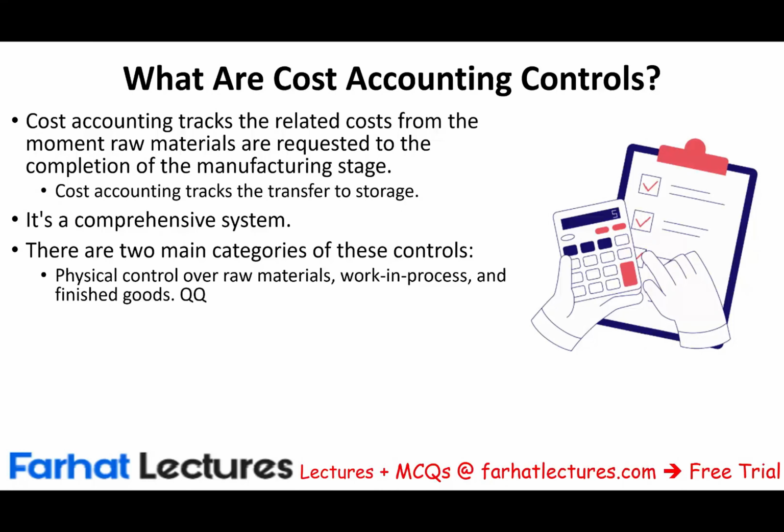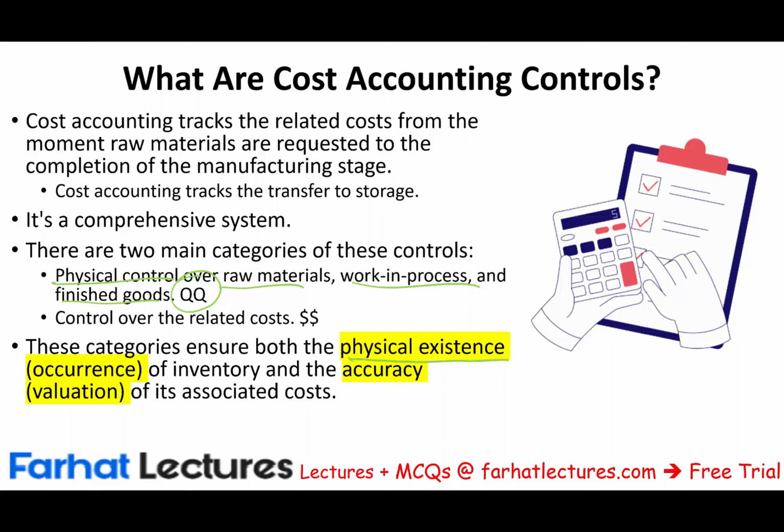There are two main categories for these controls when it comes to the cost accounting system. One, we want to make sure we are physically keeping track of the asset, physical control over raw material, work in process, and finished goods. So we're looking at the quantity, the physical track of it, and we want to make sure the proper dollar amount is being assigned to these assets as they are transferred. So these categories ensure both the physical existence, the occurrence, and make sure the information is accurate, valuation. So we are concerned with accuracy and occurrence, but also completeness. We want to make sure everything is accounted for.